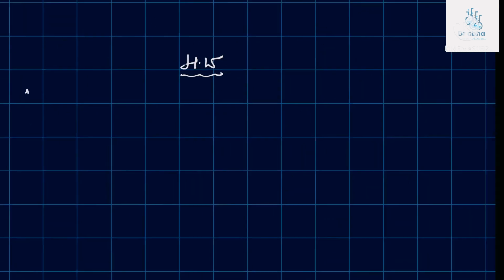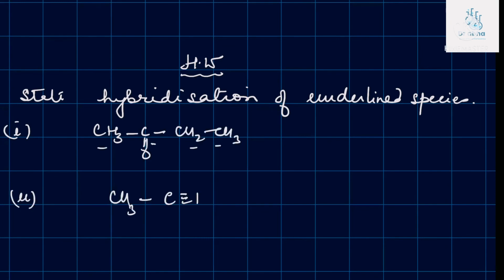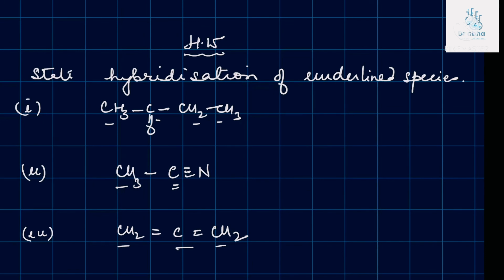Homework for you. So what you're supposed to do is you're supposed to find out the hybridization of the underlined species. Okay. Hope you'll do it for the next class.